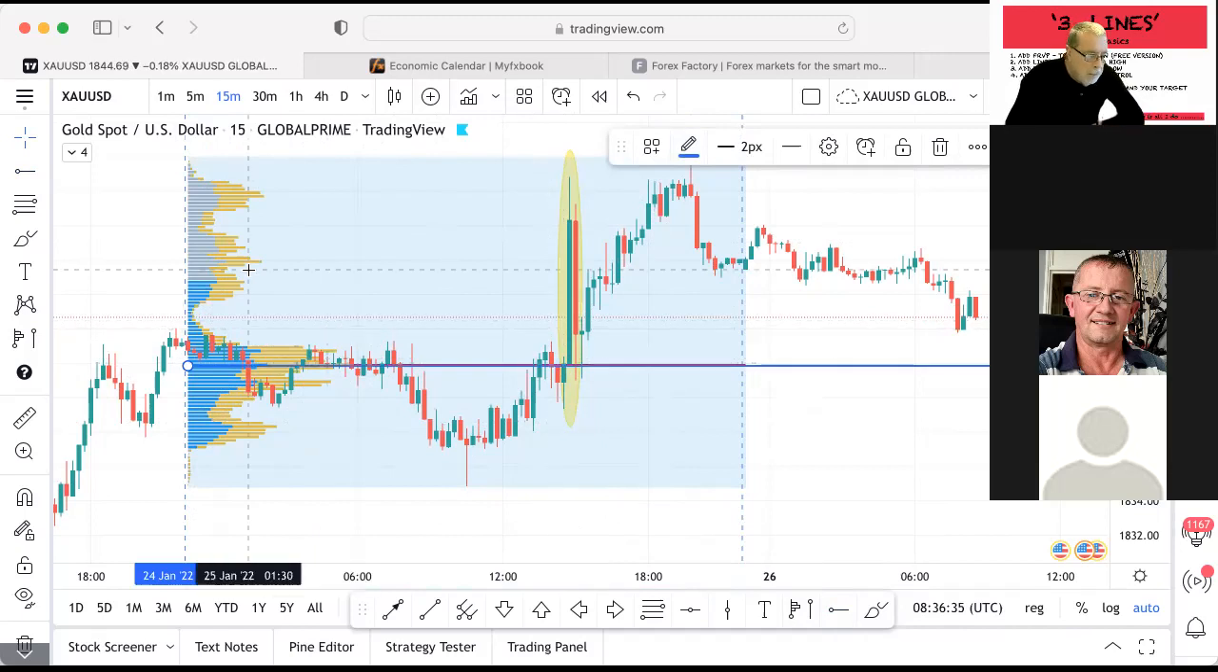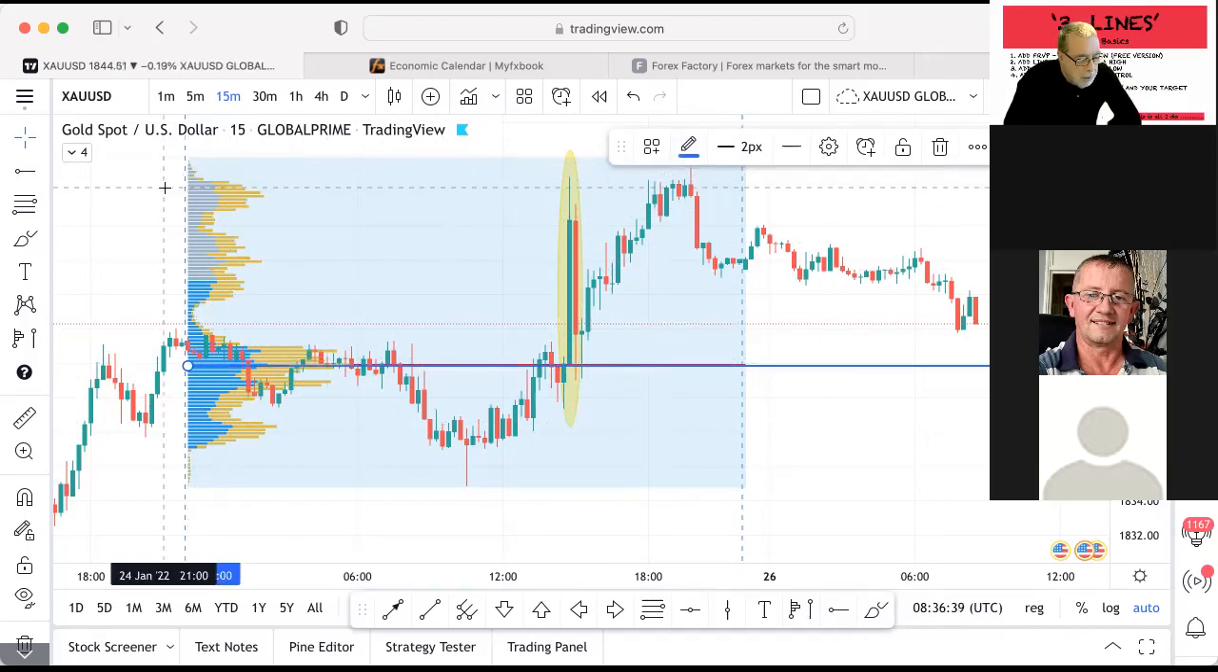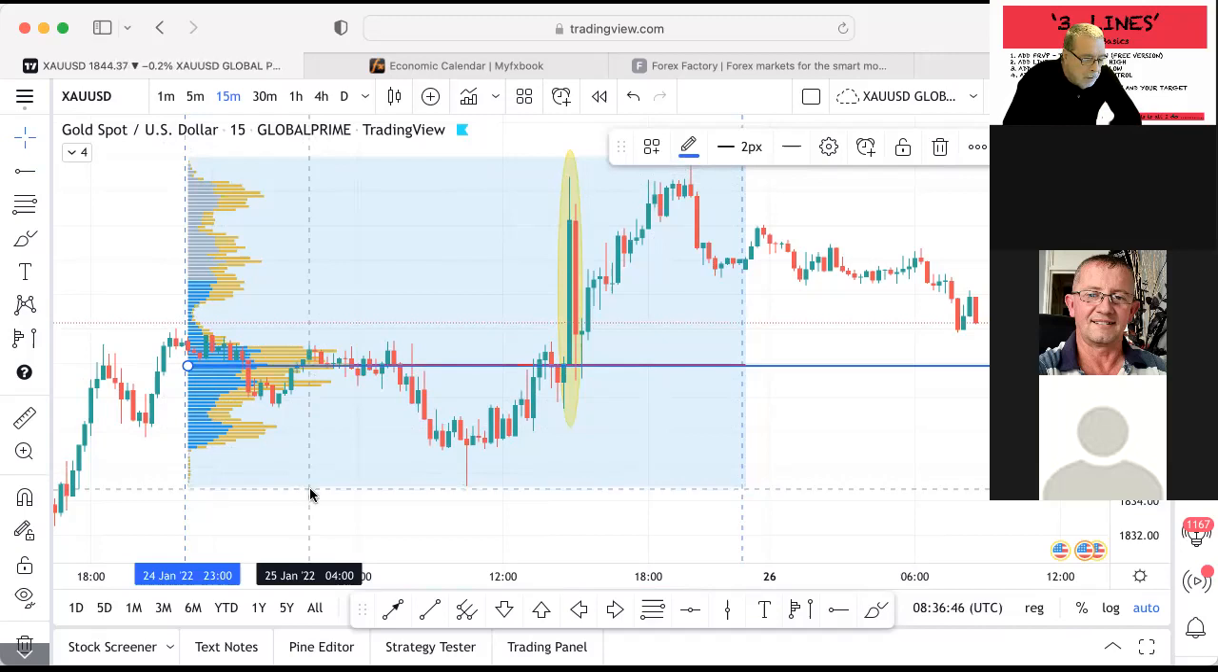Okay, so I'll just explain what the volume profile actually means to anybody who's fairly new to this. This blue area here is the range of price during yesterday's trading. So prices varied from that point at the bottom up to that point at the top. So that was the highest price yesterday, that was the lowest price yesterday.